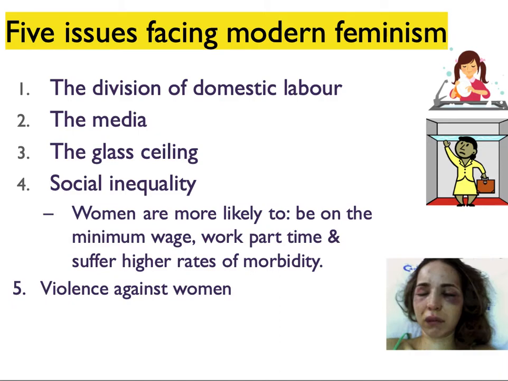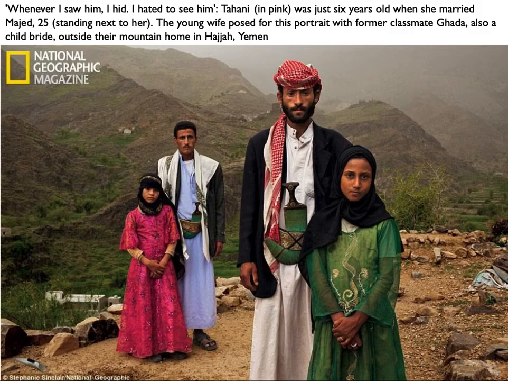And the fifth issue, another one we've looked at previously in families and households, is the issue of domestic violence. Whilst we might consider the previous 5 to be Western concerns, a global feminist may also consider issues such as this. More details can be found in the links I've included with this lesson on Classroom.